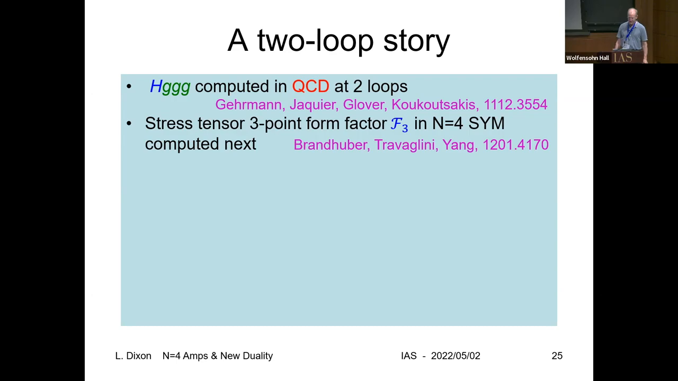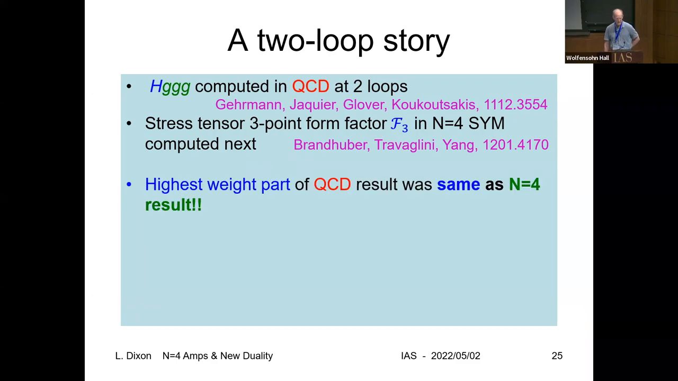But then just after that, Brandhuber, Travaglini, and Yang computed the stress tensor three-point form factor, the same quantity we're talking about, in N equals four super Yang-Mills. And remarkably, the highest weight part of the QCD result was exactly the same as the N equals four result.